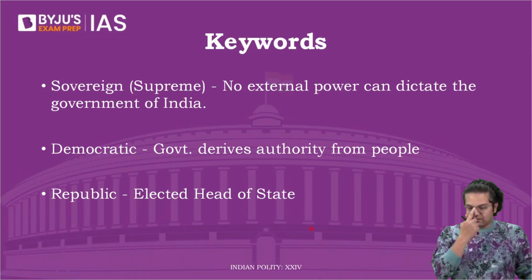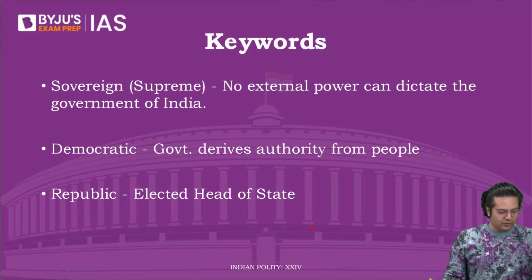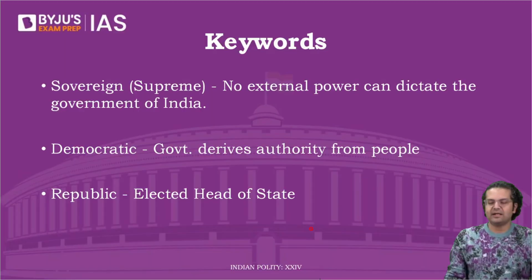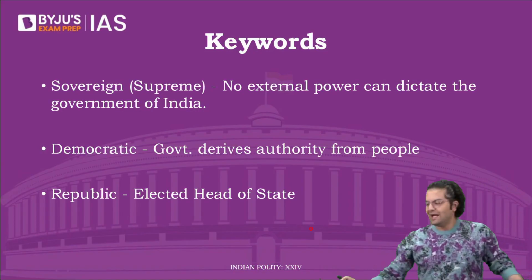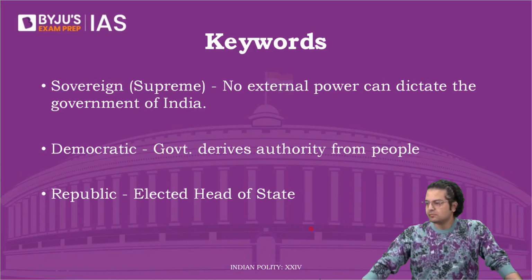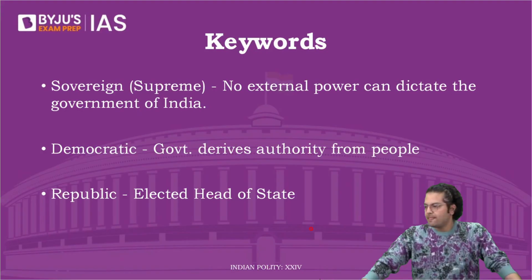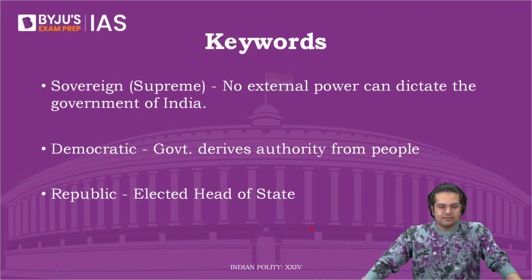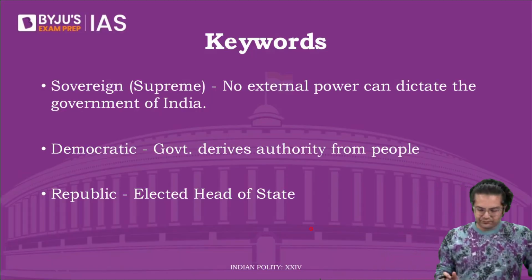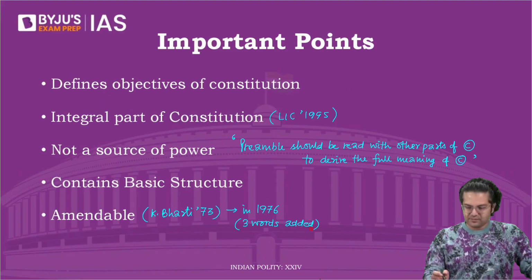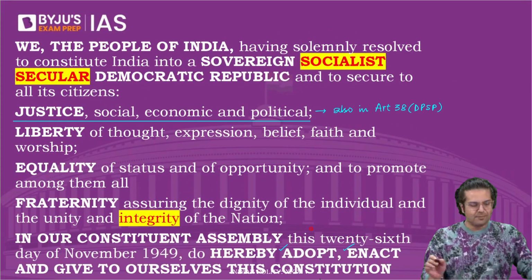Then the keywords. Now let's look at the meanings of all these words. Sovereign, supreme. What is sovereign? No external power can dictate the government of India. That's the meaning. Ramya, what three words have been added? One, two, and three. We'll come to it later on.